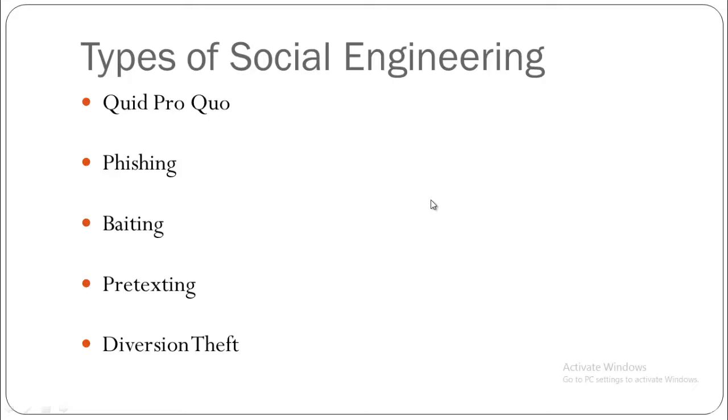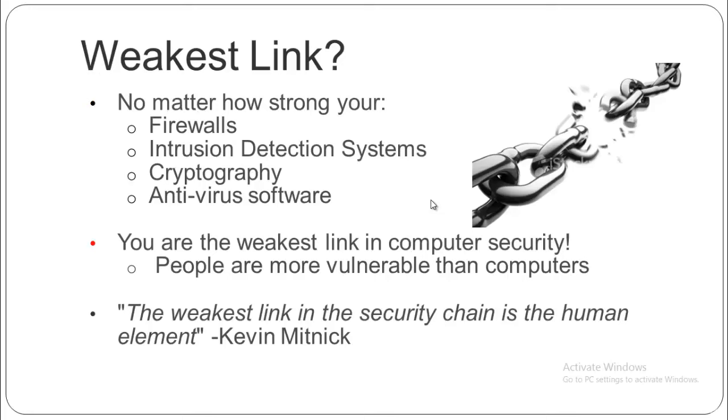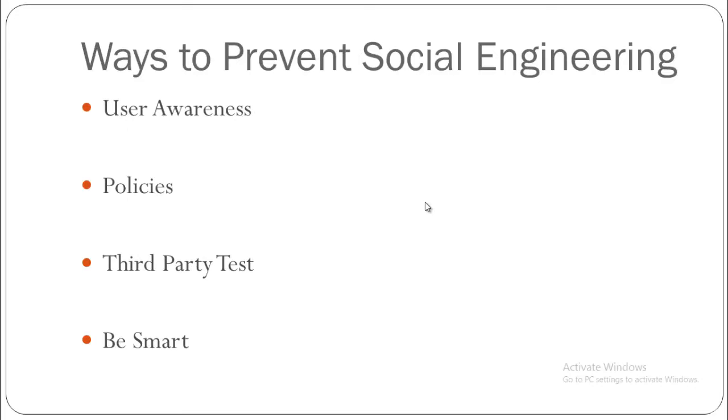In the previous tutorial, we took a look at different types of social engineering and how they are executed. The next thing would be to go ahead and prevent these things. There are different things you would want to know, but before that, you need to know that the weakest link in your organization is not your firewall, intrusion detection system, cryptography, or antivirus software. You are the weakest link in your computer security. People are mostly more vulnerable than the computers, and that is a famous dialogue said by Kevin Mitnick.